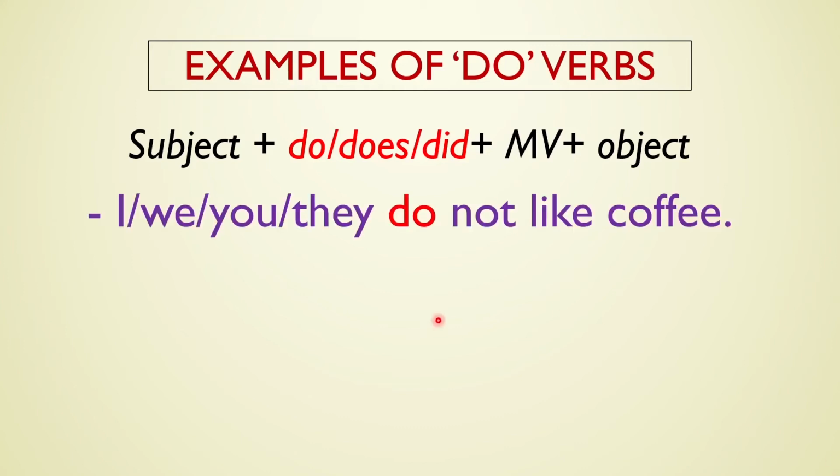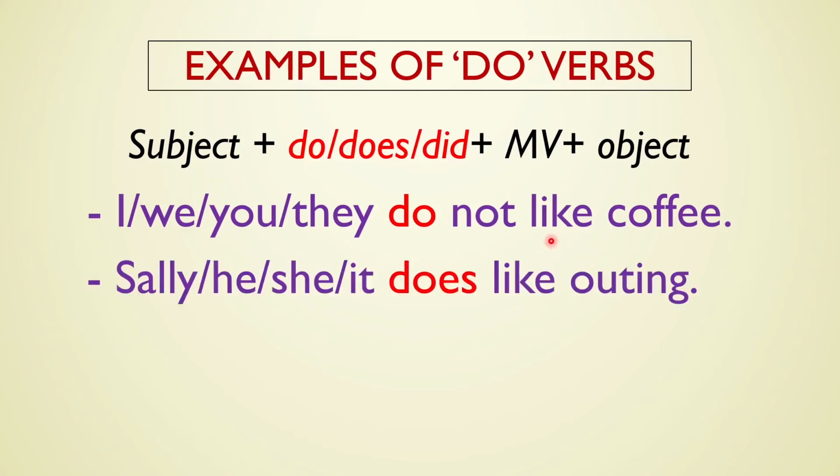Like in I, we, you, they do not like coffee. So here do not, that means it is written in the present tense. Here like is the main verb in this sentence. And this is a negative sentence because you can see not is given. So the sentence will become I do not like coffee, or we do not like coffee, you do not like coffee, or they do not like coffee. So this do is working as the auxiliary verb, which is helping the main verb like.